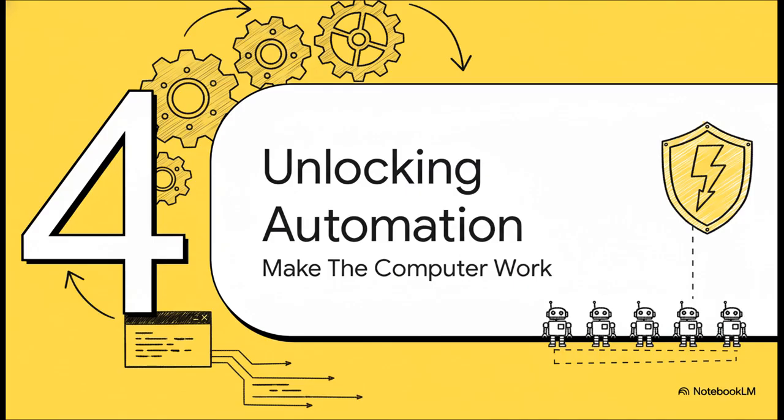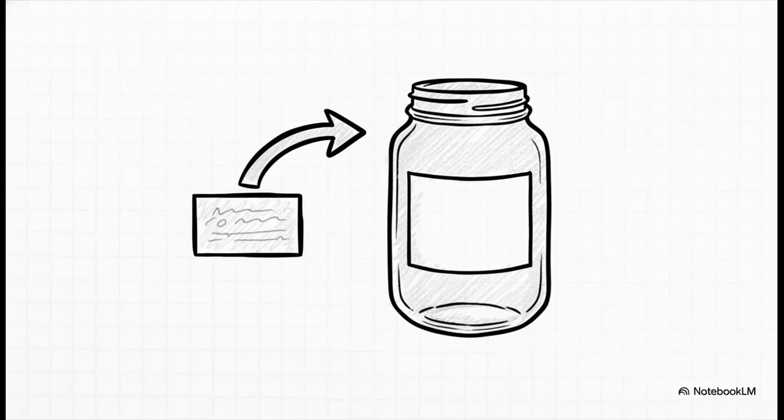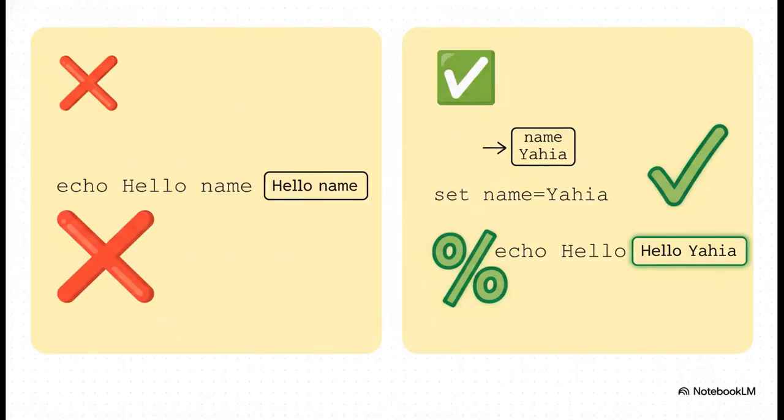Let's talk automation. To automate anything, we first need a way to store information. So let's teach the command prompt how to remember something for us, like a simple name. See, you can't just type echo hello name and expect it to know what you mean. First, you have to use the set command to tell it, hey, this word name now means Yahya. Then, and this is the key part, when you want to use that memory, you have to wrap the variable name in % signs. That's the signal to the command prompt to go look up what %name actually stands for.